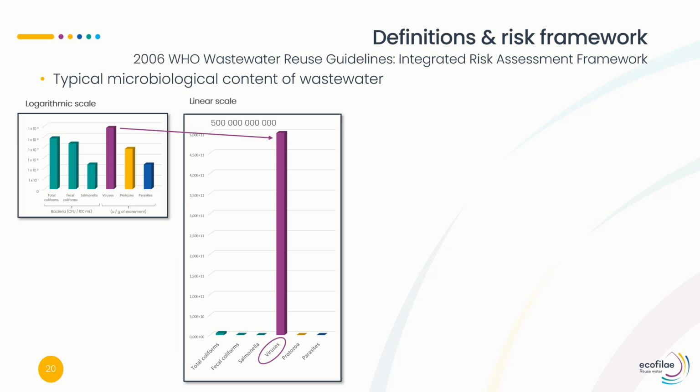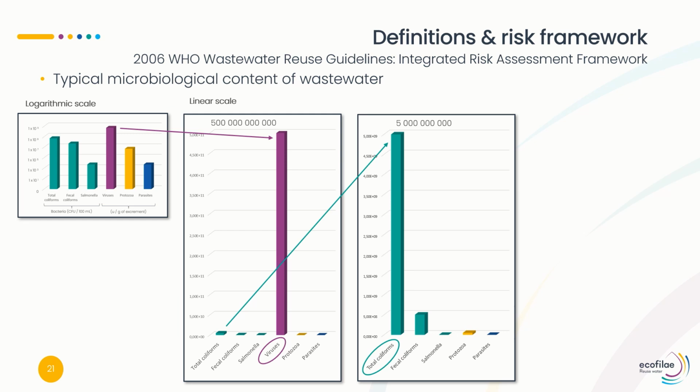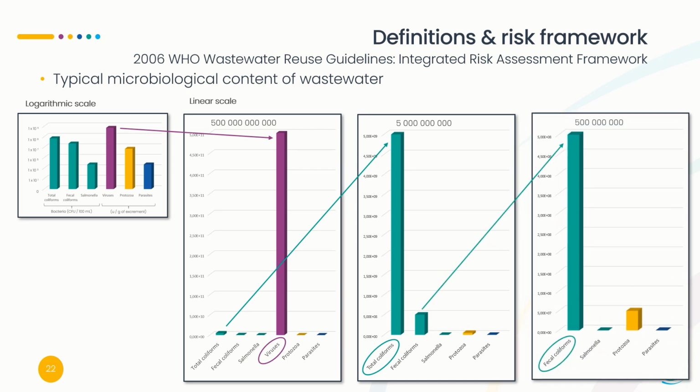If we remove the viruses from the linear chart and resize the vertical axis, we can see a little better the remaining pathogens, but it's still not so helpful. Again, if we remove the total coliforms from the linear chart and resize the vertical axis, it's still not so helpful, hence why we use logarithmic scales.